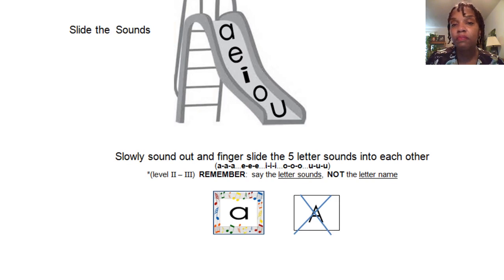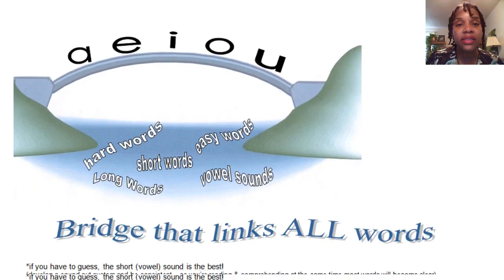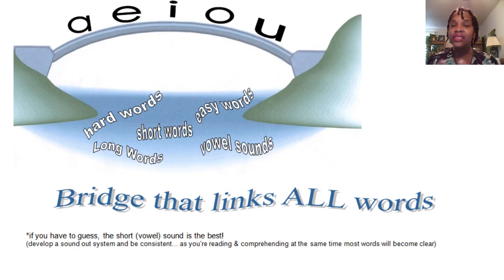All right, let's think about these five key letter sounds in another way. These five sounds are the bridge. These are the bridge that links all words together, okay? So I want you to think about what a bridge is. A bridge is a structure that allows you to walk over water. It's like it makes you magical. So I want you to think of words as troubled waters, words in the water as trouble.